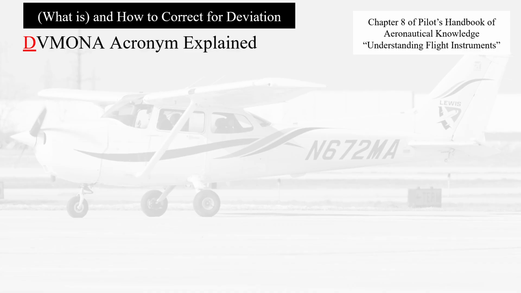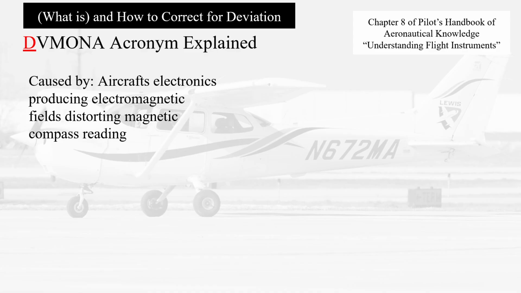First, we're going to start with deviation. So quoted on the top right, all these are sourced from Chapter 8 of the P.A.V.E, quoted Understanding Flight Instruments. But going back to deviation, this is caused by the aircraft's electronics producing electromagnetic fields distorting magnetic compass reading. So obviously our magnetic compass is trying to read the magnetic field that is produced by the northern or southern pole. So if there's any electronic field or electromagnetic field distorting that, that will cause an error.